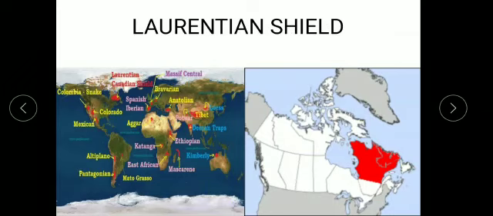Laurentian Shield. The Canadian Shield is also known as the Laurentian Shield. To the east of Canada lies the Laurentian Plateau, and to the northeastern part of it lies the Labrador Plateau. The northern part of Canada lies in the frigid zone, which remains snow covered for most of the year.